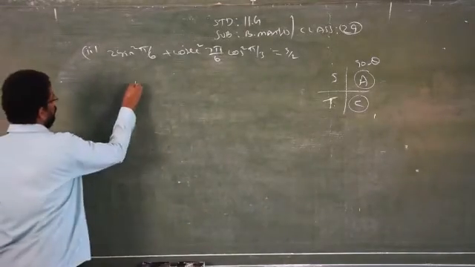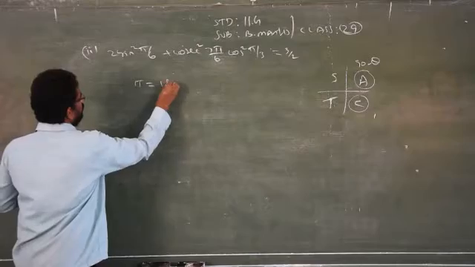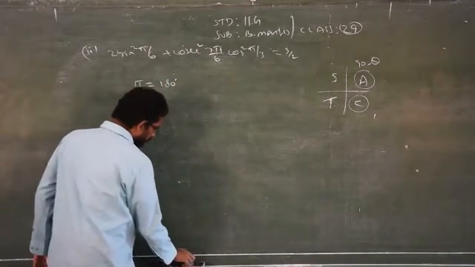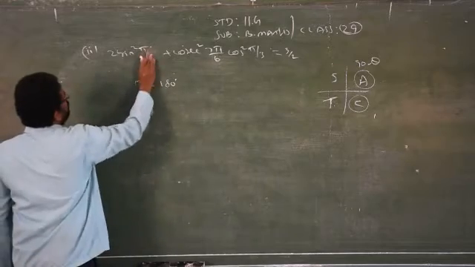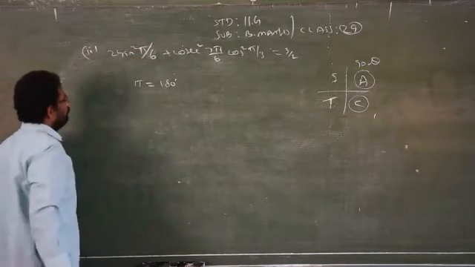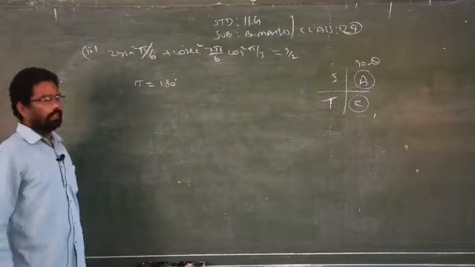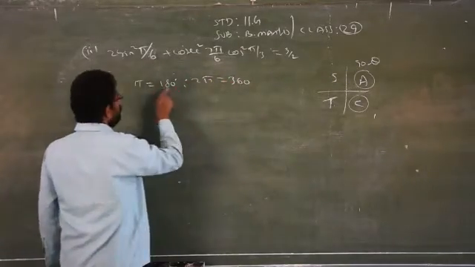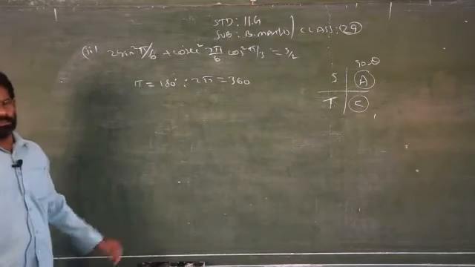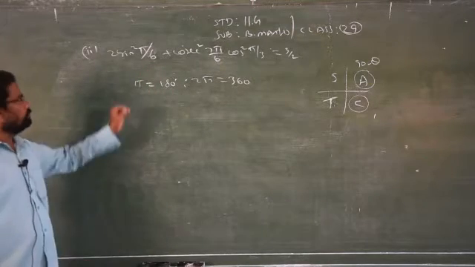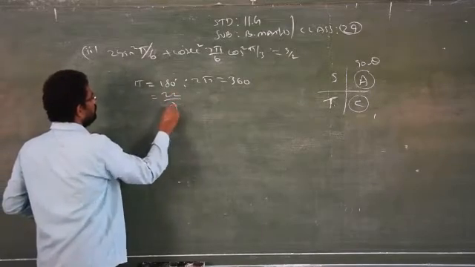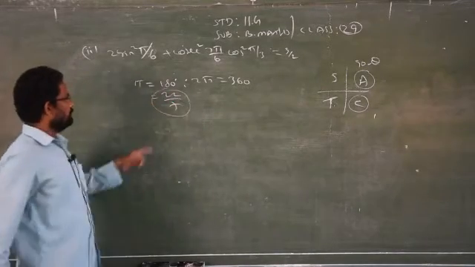What is meant by pi? Pi stands for 180 degrees. So now pi by 6. Pi stands for 180, 2 pi is 360, because 2 into 180 is 360. This you have to memorize. You should know the value of pi, 180. Don't think that pi stands for 22 by 7. That is only for mensuration, not in trigonometry.